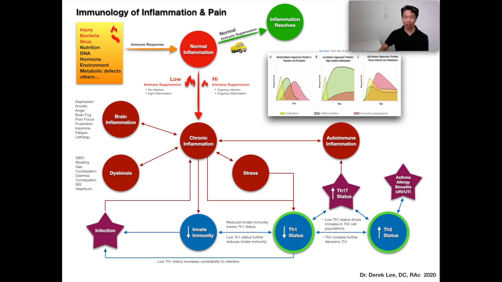Let's start with this chart. It looks complex, but I'll break it down for you guys. It's the immunology of inflammation and pain. Really, at the beginning of an immune response, there's no real difference between how our body reacts to injury, bacteria, or viruses. And these are other contributing factors. But let's focus on the initial immune response first.